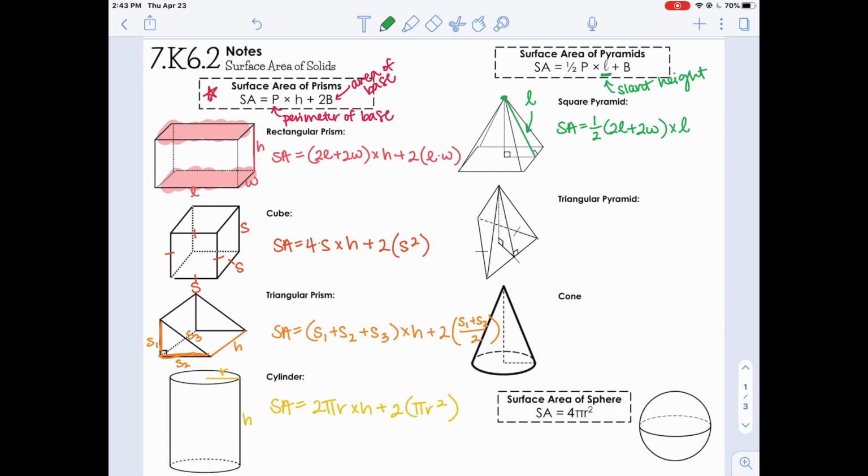Not this middle height. We don't use this at all in our surface area formula, just for volume. So we're finding the slant height, and then we're going to add on the base area, which is, let me scoot this over a little, plus length times width. That's the area of a square or a rectangle. That one's pretty long, so let's take a minute and write that down.